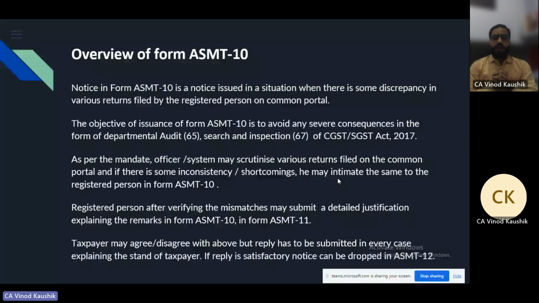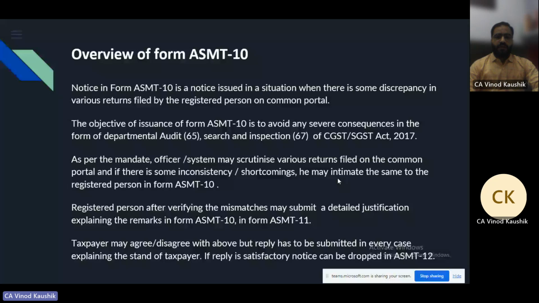Suppose a taxable person has filed his GSTR 1 wherein he has shown some taxable turnover of say 2 crore rupees, whereas in GSTR 3B that taxable person has shown a taxable turnover of say 1 crore 50 lakh rupees. So prima facie there is a difference of 50 lakh rupees in terms of returns filed by a taxable person, that he has filed two returns, GSTR 1 and GSTR 3B.